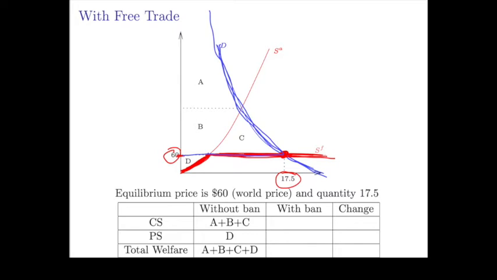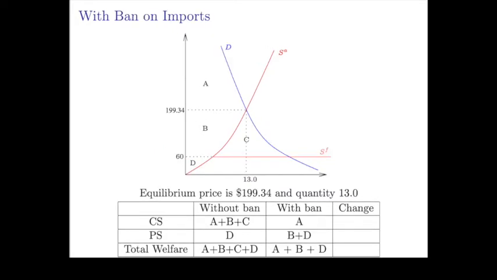Now let's look at what happens when you impose a ban. If you ban imports, the supply curve in the American market is just going to be the domestic supply curve, because foreign supply is banned. So then we can look for the competitive equilibrium with no imports, and we'll find that the equilibrium quantity is 13, and the equilibrium price is 199.34.